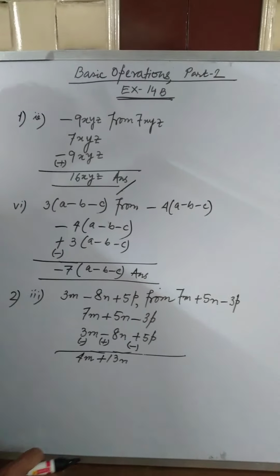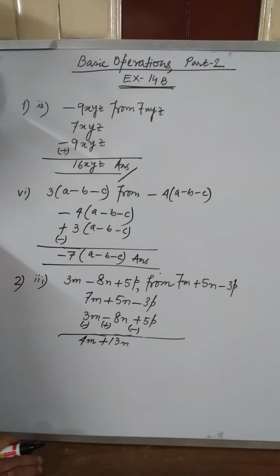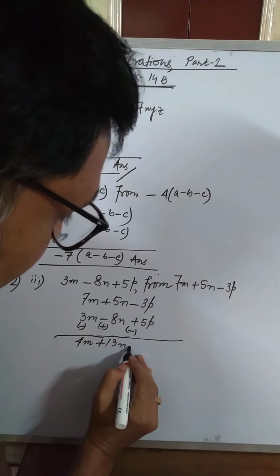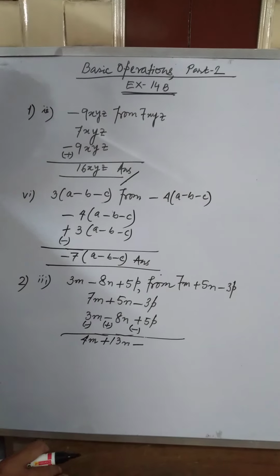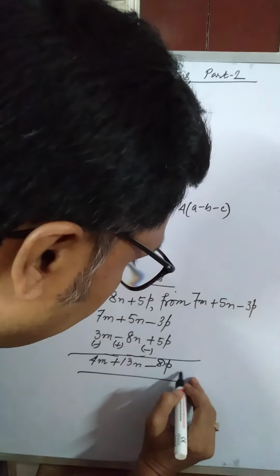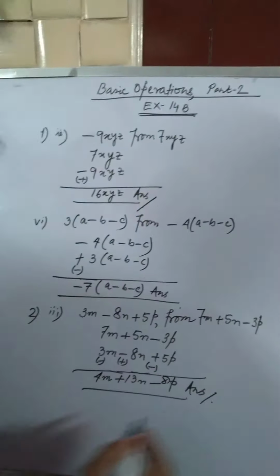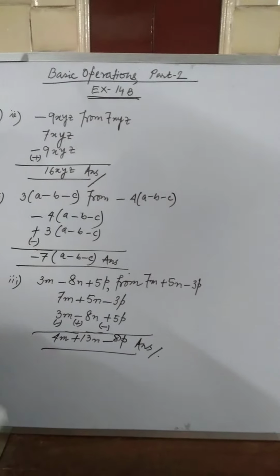And here minus 3p minus 5p. So the two negative sign like terms. So addition should take place, but the sign should be negative. So first put the negative sign. Now add 3 plus 5. 3 plus 5 is 8. So here it is 4m plus 13n minus 8p. Here it is the answer of this one.